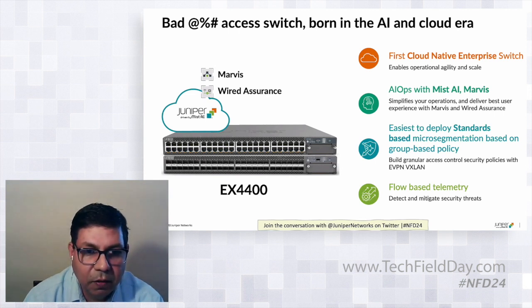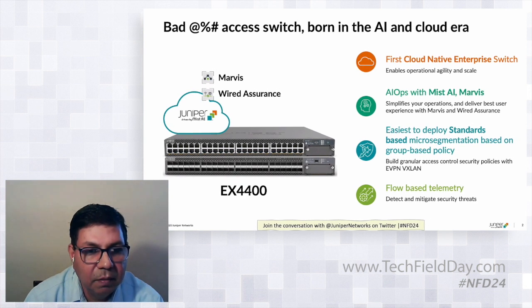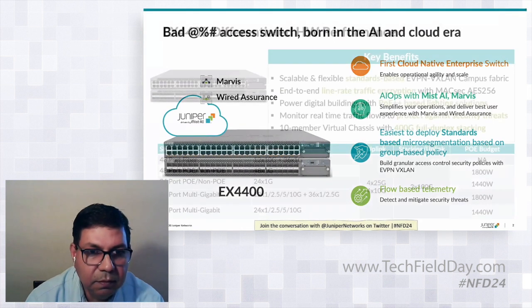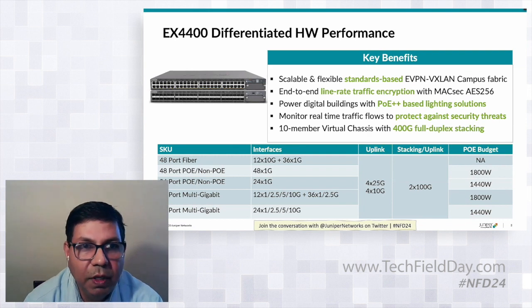There are some key differentiating features that we offer with these switches, including hardware and software, but most importantly, standards-based microsegmentation, which we'll be talking about more in the next few minutes, which leverages the EVPN VXLAN capabilities of the switch to deliver granular and location-agnostic access control security policies in the customer network. Last but not least, we will also be talking about flow-based telemetry, where we can detect anomalies in the customer network by monitoring thousands and thousands of customer traffic flows going through the switches in real time, in hardware, and sending out IPFIX alert messages in case there is any DDoS type of attack on the customer network. So the EX4400 switches truly offer differentiated hardware and top-notch performance.